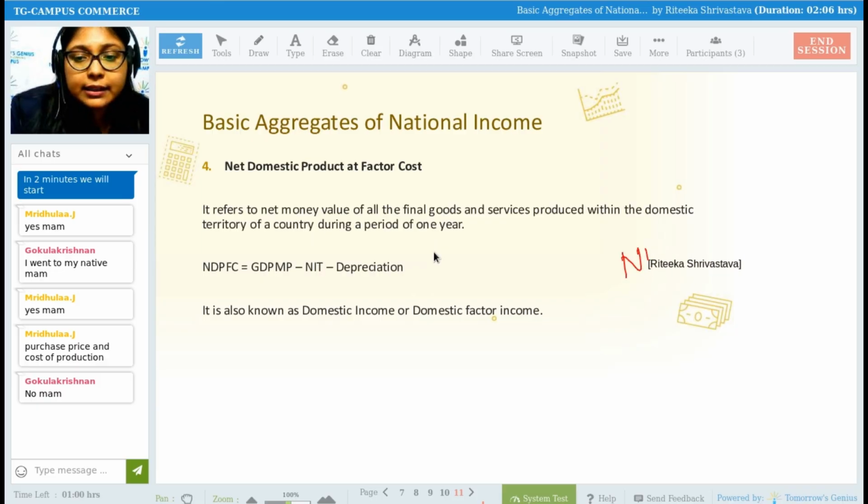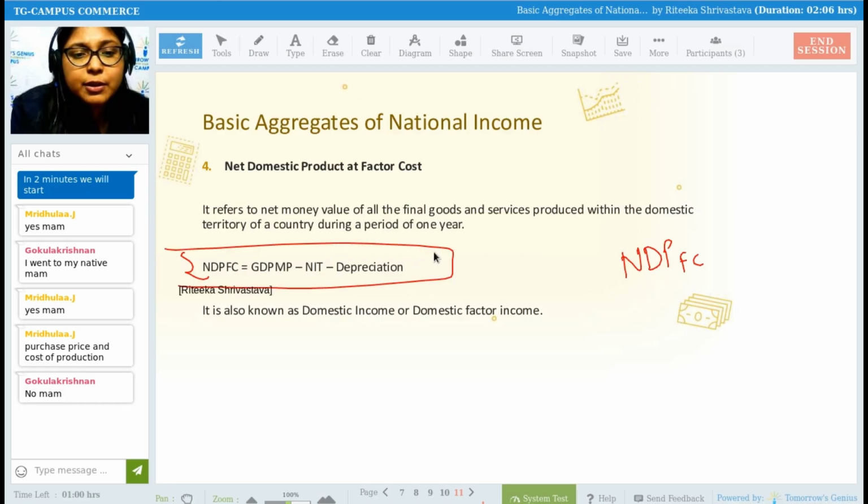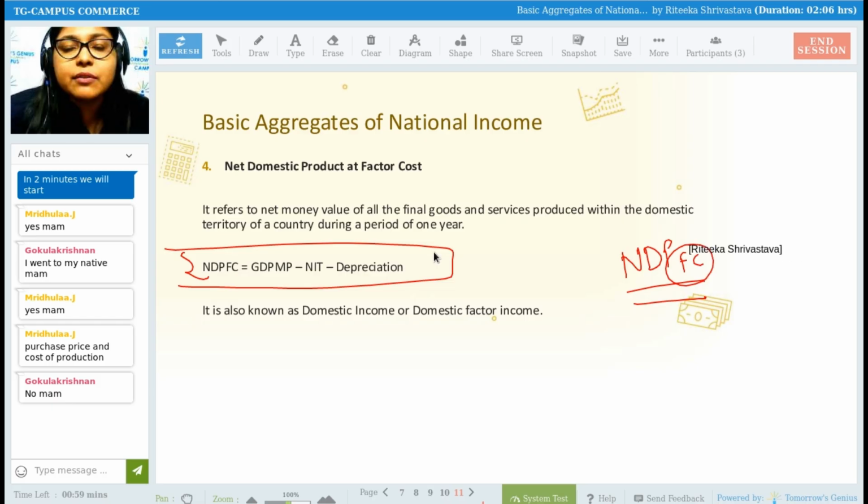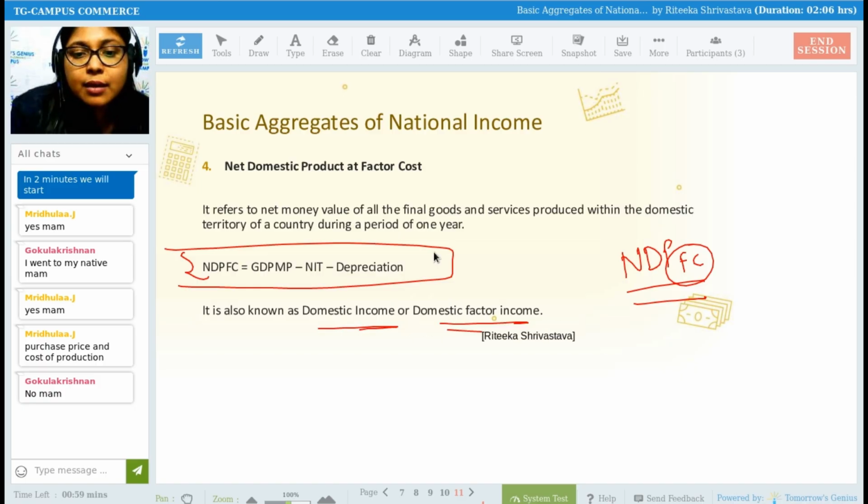Next, NDP at FC. I'm not telling you about these formulas as of now because they will unnecessarily confuse you. Just follow the chart and the formulas which I have given you. Don't go and look at the formula which they have mentioned here. Next comes NDP at FC. So the entire meaning remains the same. Instead of market price, we will consider factor cost here. Simple. And NDP at FC is also known as domestic income or domestic factor income.